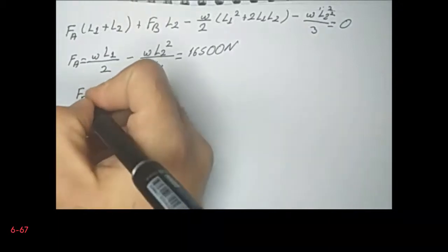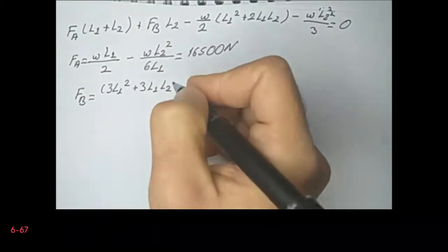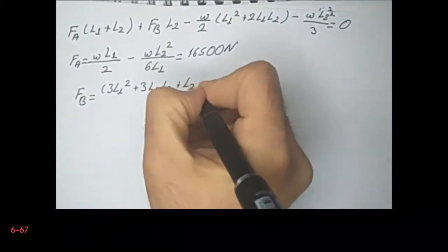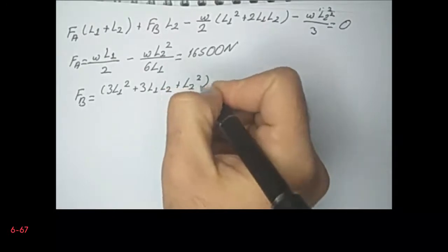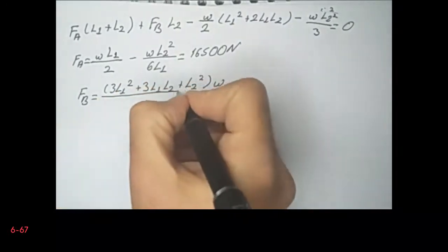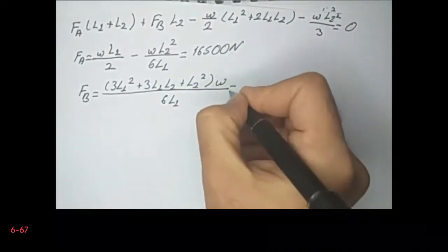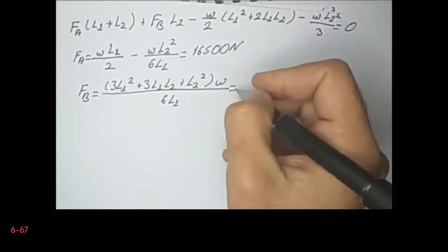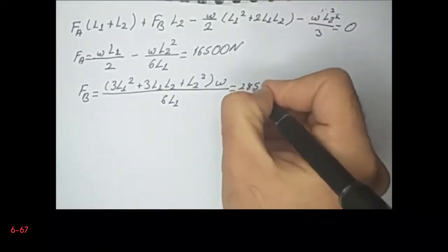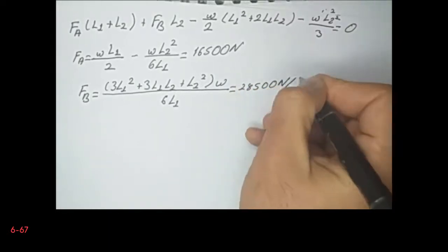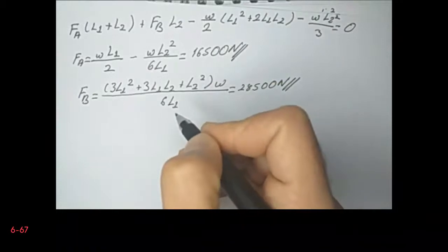And for FB, it is (3 L1 square plus 3 L1 L2 plus L2 square) multiplied by W divided by 6 L1. Then the value that you are going to find is 28,500 newtons. So these are the reaction forces at the supports.